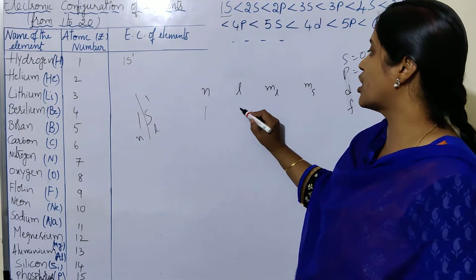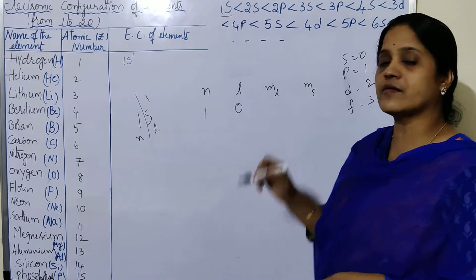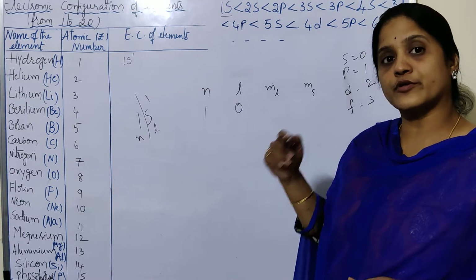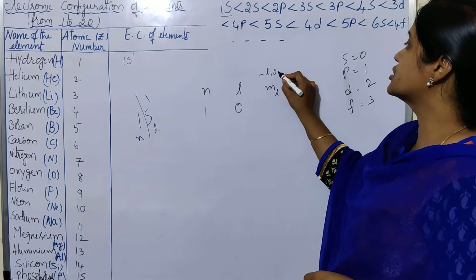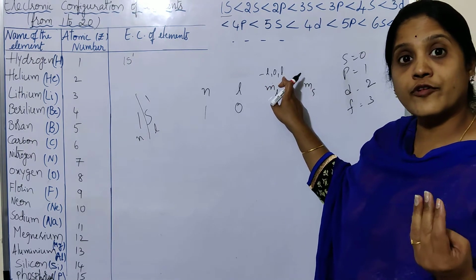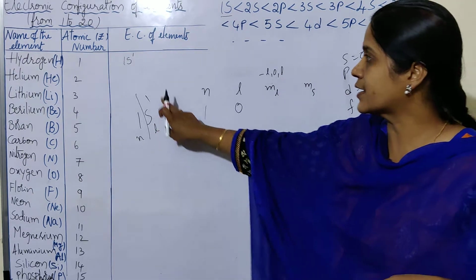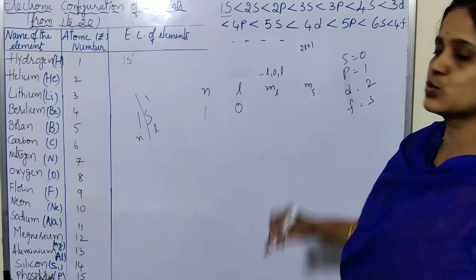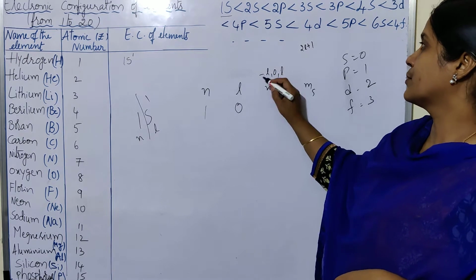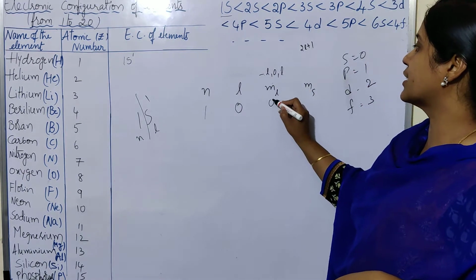So here S means the L value is 0. Then the ML values, the magnetic quantum number. What are the values of the magnetic quantum number? To find them, you use minus L, 0 and plus L. If you want to find how many values there are, like for the hydrogen atom, you take 2L plus 1. But we take minus L, 0 and plus L. Here the S value is 0, so you will get 0.